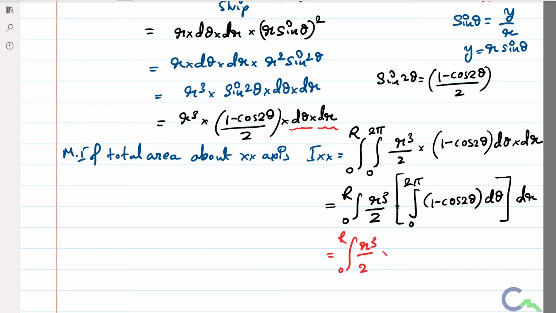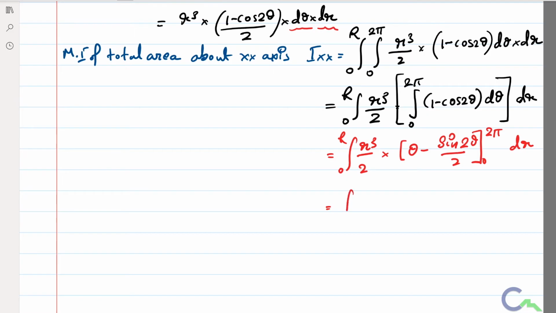Into, if I apply the integration, that will become theta minus sine 2 theta divided by 2, from 0 to 2 pi, so the entire thing into dr. So 0 to R, r cube divided by 2 into, if I apply the limit, this will become 2 pi minus 0, into dr.